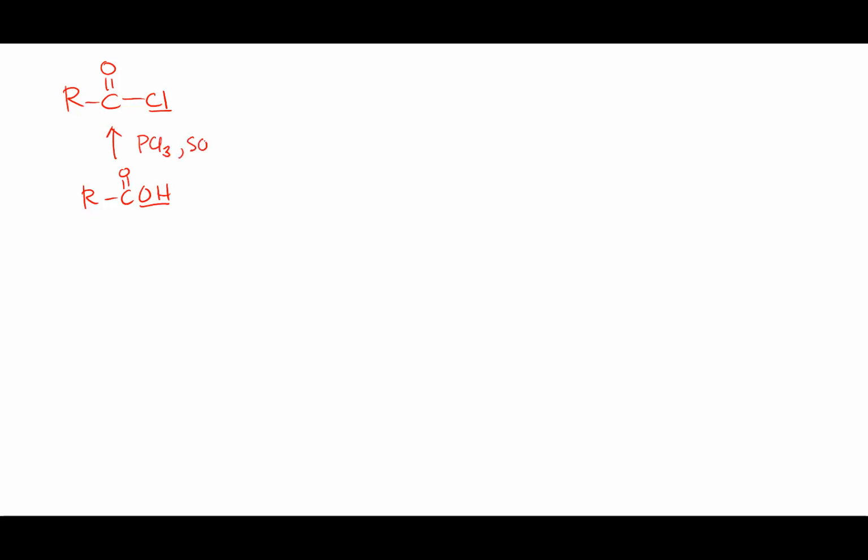PCl3, SOCl2, not HCl. That will not work. So you can make your acid chloride using PCl3, SOCl2, any of those reagents, but not HCl. Okay, great. Let's talk about the reductions of both.